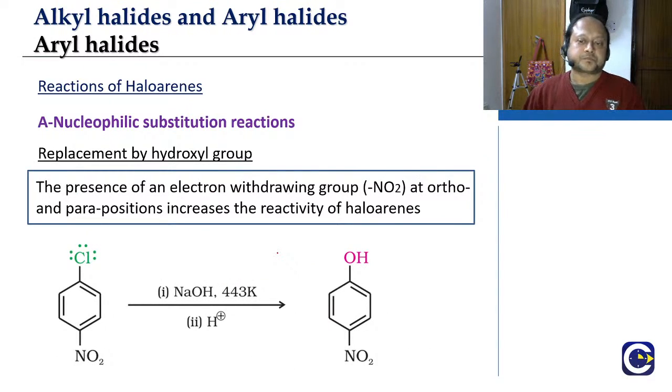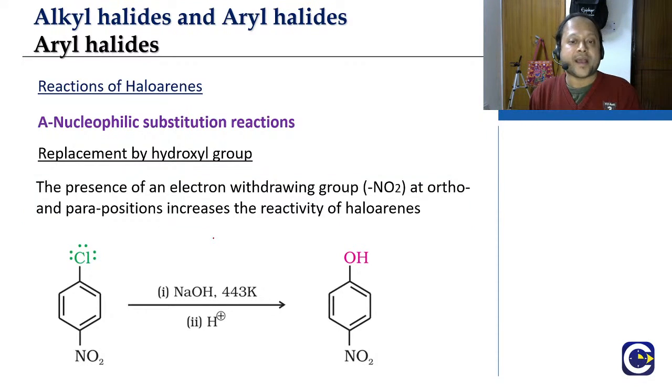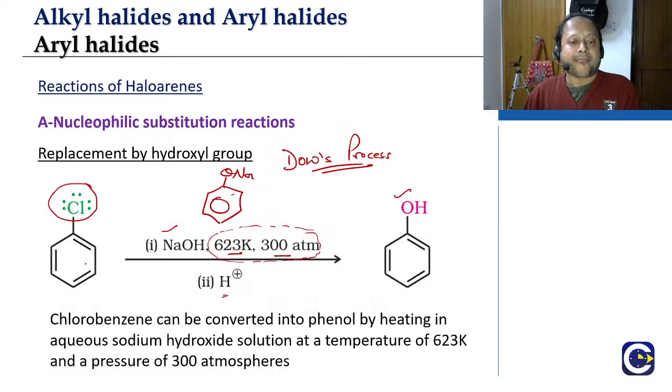Okay, now if you start putting electron withdrawing groups, see what we have here earlier is, here there is no electron withdrawing group, but if you put here electron withdrawing groups, what happens then? This electron density is drained out. Electron density of the benzene ring is drained out, and then removal of chlorine, or substitution of chlorine by another nucleophile becomes quite easier, right? So you can see right now we are using 623 Kelvin and 300 atmosphere.